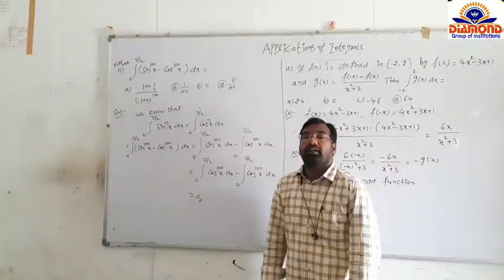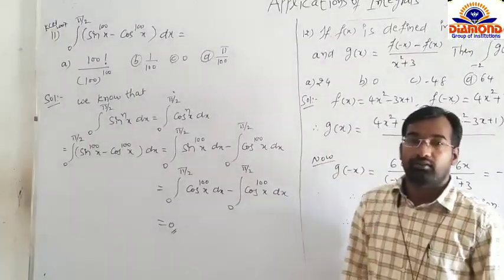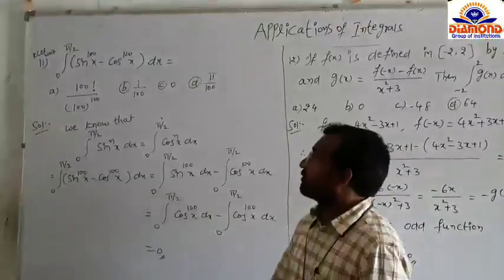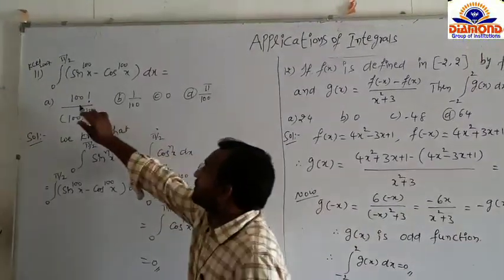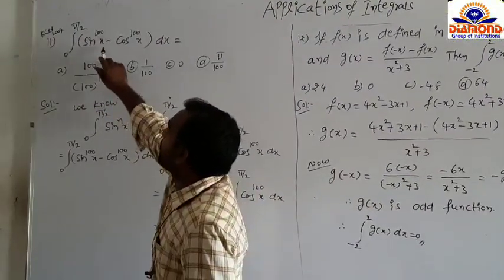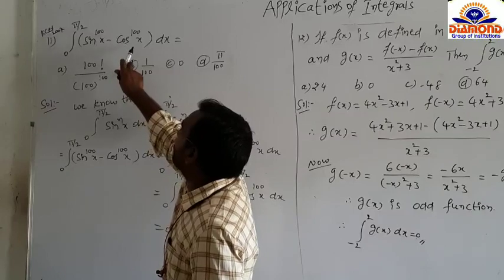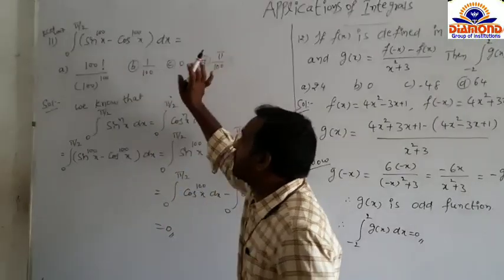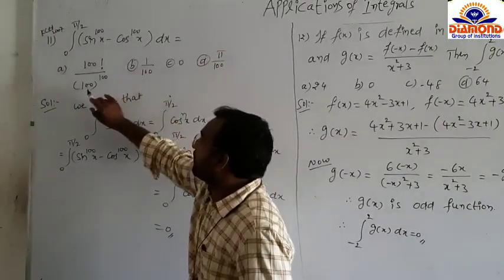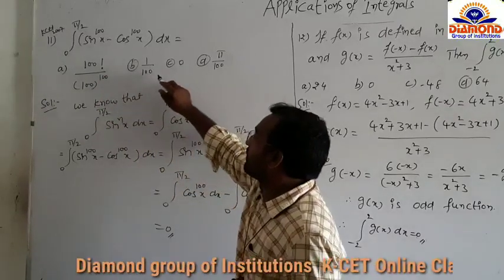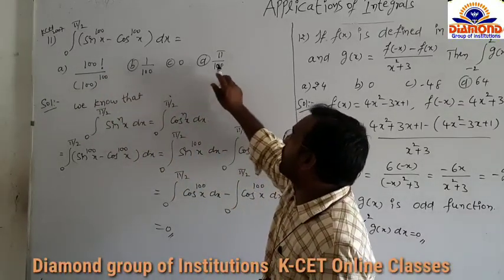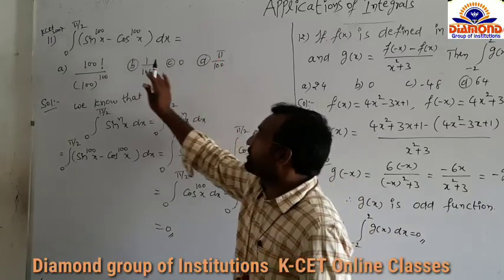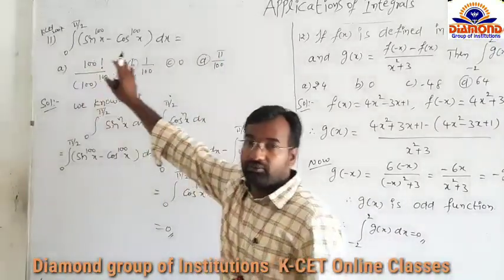Discuss the problems related to definite integrals. So in this next problem, integration 0 to pi by 2 of sin power 100x minus cos power 100x dx equals: option A 100 factorial by 100 power 100, option B 1 by 100, option C 0, option D pi by 100. This question came in KCET 2007.